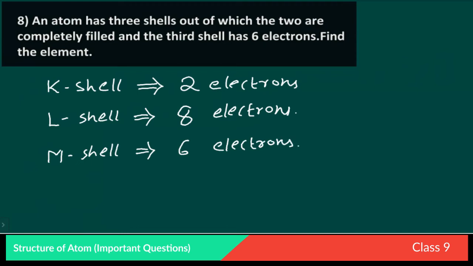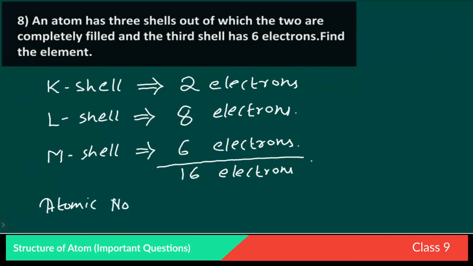Now we have to find the element. In order to find the element, we have to add the number of electrons. So 2 plus 8 is 10, 10 plus 6 is 16. So 16 electrons in total. And we know that the number of electrons in an atom is equal to the number of protons. So we can easily say the atomic number, or number of protons, is equal to 16.